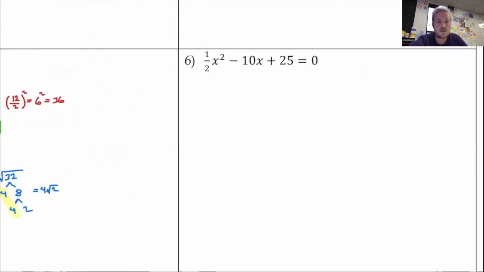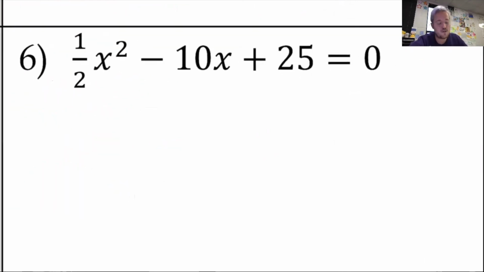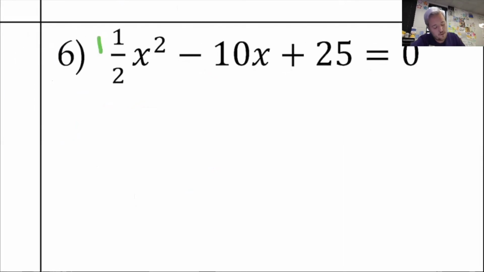All right, number 6. So if you look here, now your a value, instead of it being a number bigger than 1, now it's actually a number that's smaller than 1. All right, so what I'm going to do is that number needs to be 1. So instead of multiplying or dividing by a number, I'm actually going to multiply both sides. All right, so when I multiply both sides, I got to make sure I multiply everything.